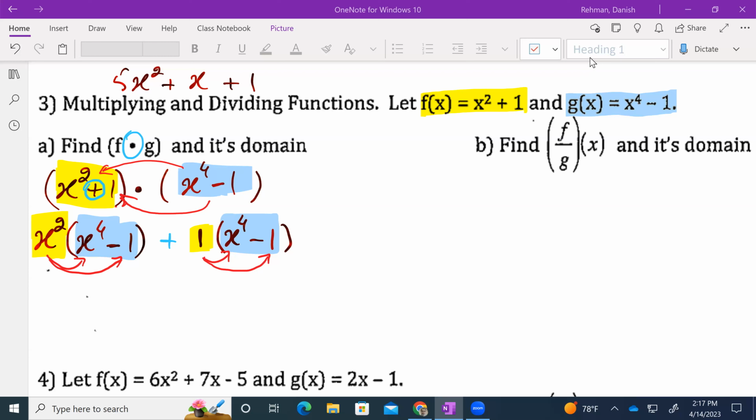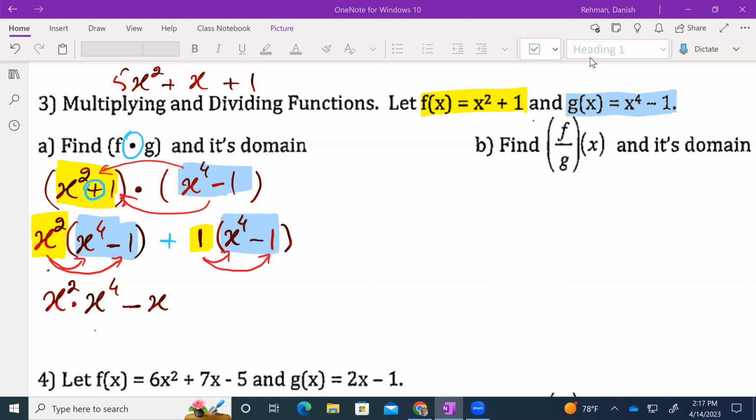So, x raised to power 4 times x raised to power 2. The first two things, this yellow highlighted one and the blue highlighted one, got multiplied together. x square times x raised to power 4. I'm saying 4, I'm writing a 2, that's bad. Let's make it a 4. So now minus x raised to power 2 times a 1.